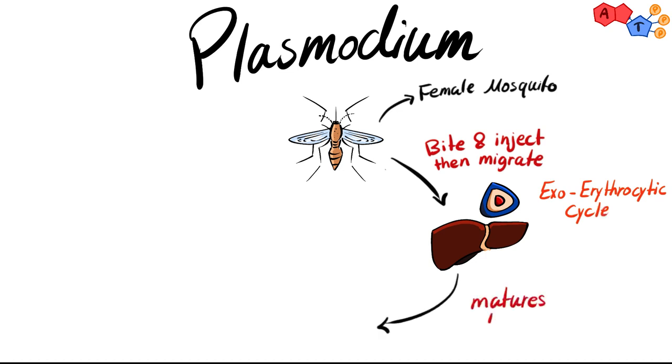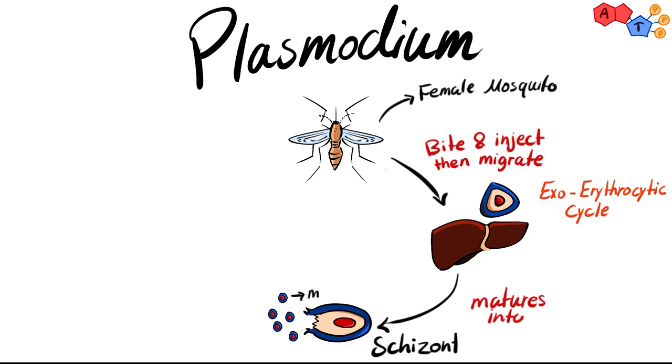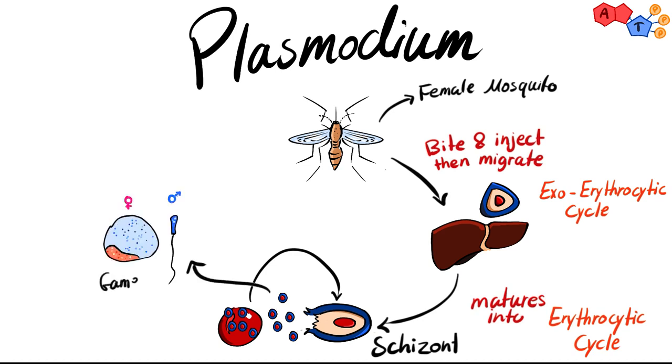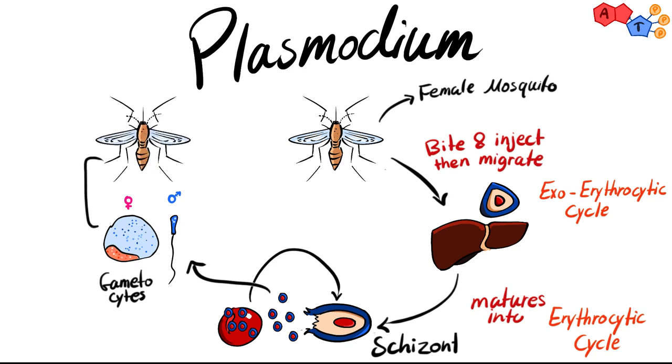Then the sporozoites mature into schizonts inside the liver. After that, the schizonts rupture and release merozoites into the blood to invade the red blood cells. At this stage, it's known as the erythrocytic cycle because it's in the red blood cells now. After that, the merozoites have two pathways to follow. Some of the merozoites will grow into schizonts again, and then they rupture, and then they release more merozoites, more invasion of red blood cells, and then the cycle repeats. However, some of the merozoites will develop into the sexual forms of male and female gametocytes, which will then be taken by the mosquito, and then sexual reproduction takes place, and the cycle repeats.